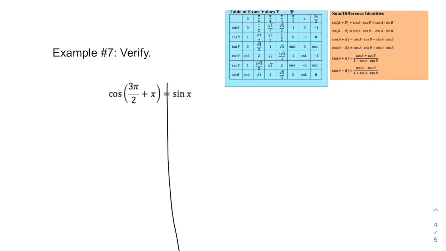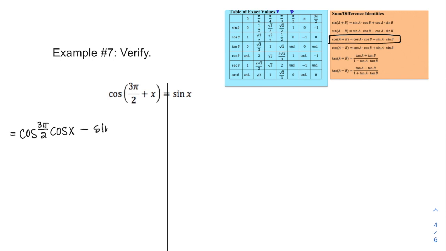So I'm going to start just by drawing that line down the center. I'm going to work with the left-hand side, the side with the sum. It's a lot easier to work with that than it is to work with a nice simple sine x. You gotta get pretty creative if you want to turn sine x into something. So cosine of 3 pi over 2 plus x. Cosine of a plus b is what I'm going to work with. So I'm going to work with this cosine a plus b, expand this out. So this expression is cosine 3 pi over 2 cosine x minus sine 3 pi over 2 sine x.